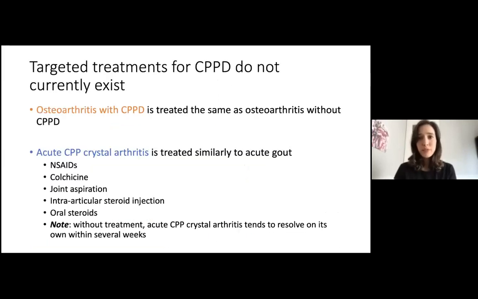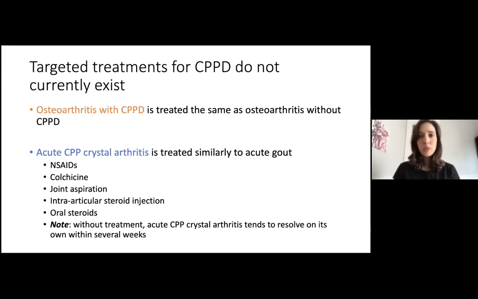Targeted treatments for CPPD, unfortunately, do not currently exist. And for patients who have osteoarthritis with CPPD, we treat them very similarly to patients who have primary osteoarthritis. Patients who have acute CPP crystal arthritis are treated very similarly to patients who have an acute manifestation of gout.